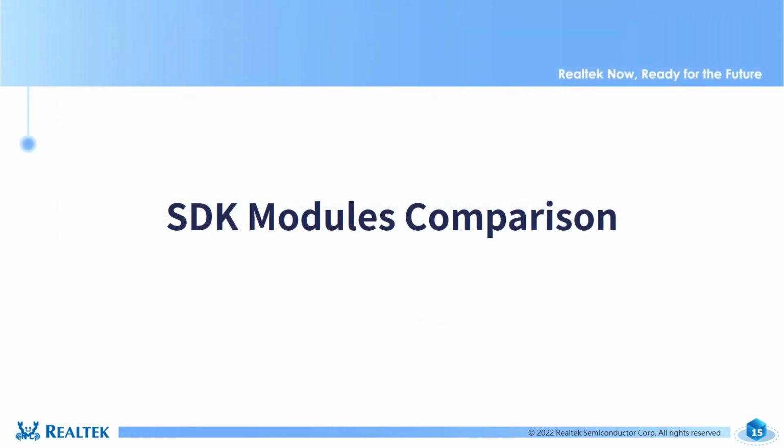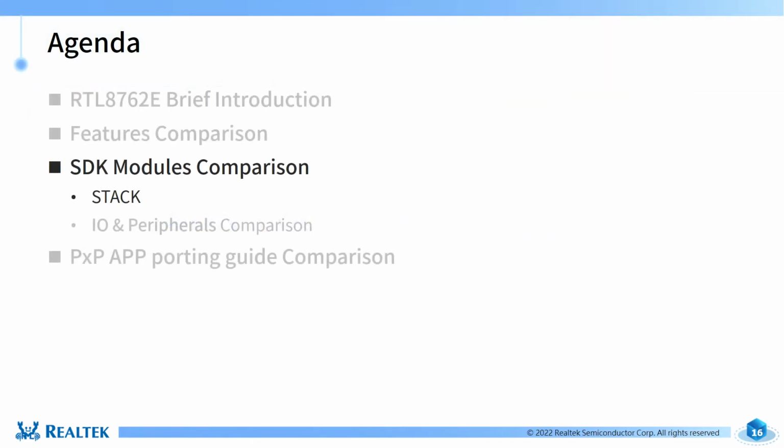Next, we will introduce the third chapter, with differences of SDK modules. This chapter is divided into 2 parts. One is the differences in the stack part, including difference in program, file path, project path, API, and upper stack configuration. Then the other part is the introduction of the difference between I/O and peripherals.